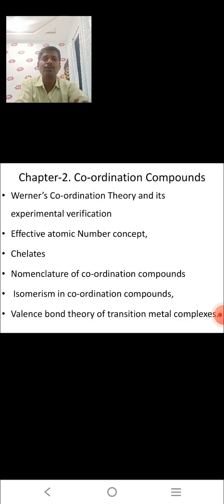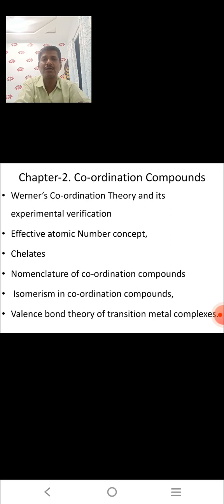Chapter number 2 is the most important chapter for your incoming university examination, because this chapter has the maximum weightage. In this chapter we are going to learn Werner's coordination theory and its experimental verification. What is the concept of Werner's theory of coordination compounds? Under this theory, what is meant by primary valency and secondary valency, and which metal atoms get them?